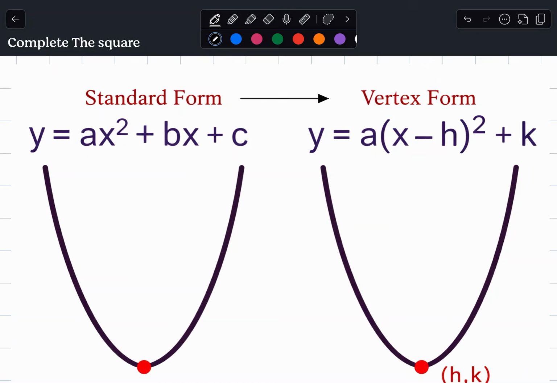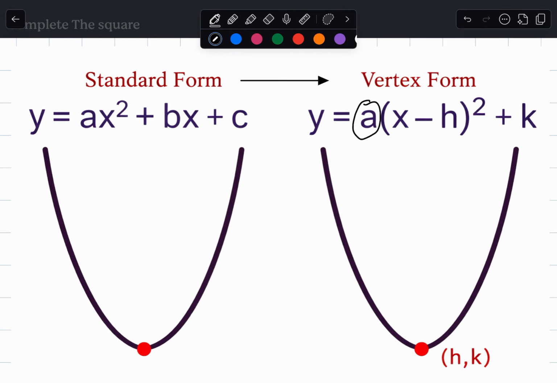So today we are going to learn how to go from standard form to vertex form, or complete the square. For us to do this, there are certain things that we need to know first. We need to know our a, our h, and our k. And we also need to know that h and k are coordinates on our equation.